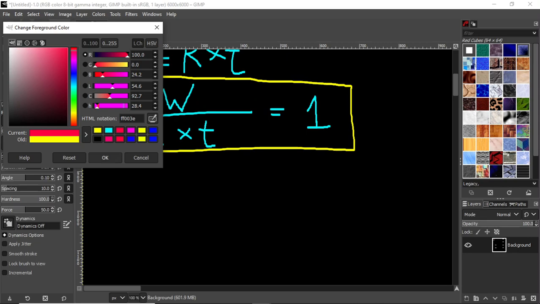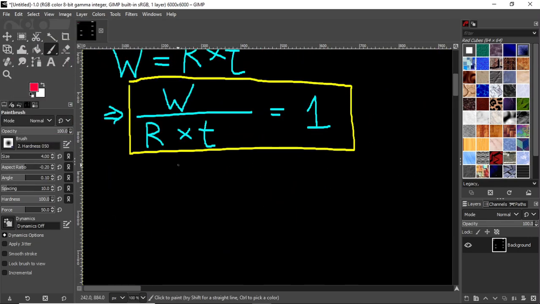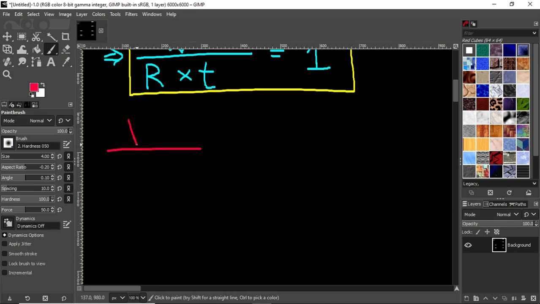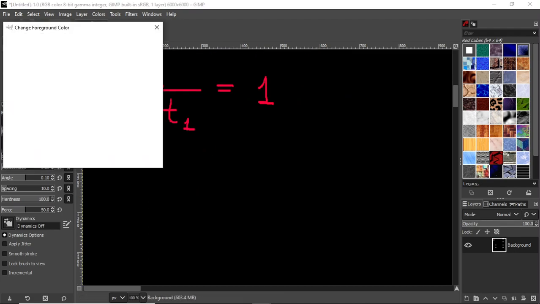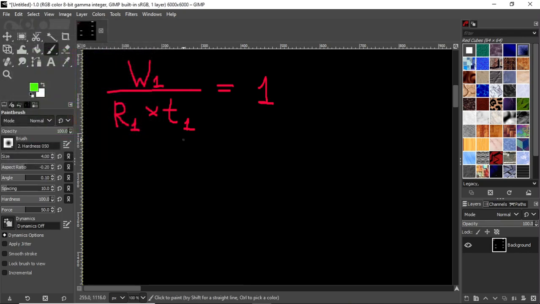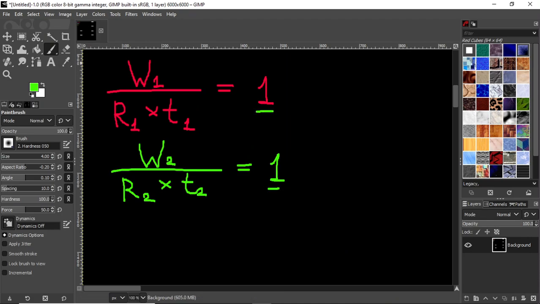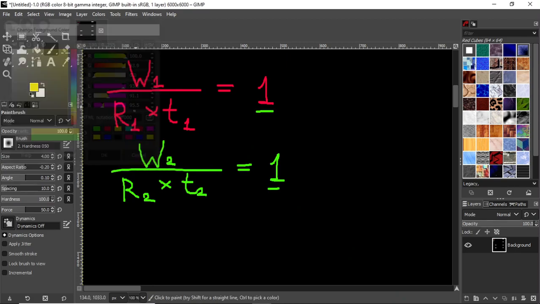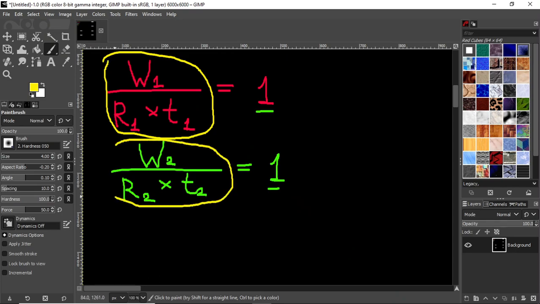Now, if we have one situation where this holds true, suppose for one instance our work is W1, our rate is R1, our time is T1, and we know that's going to equal 1, right? Same thing again, if we have another instance of doing the same activity, then W2 divided by R2 into T2 equals 1 again, right? Alright, so this is 1, this is 1. So shouldn't these two be the same as each other? This expression and this expression should be equal, right?